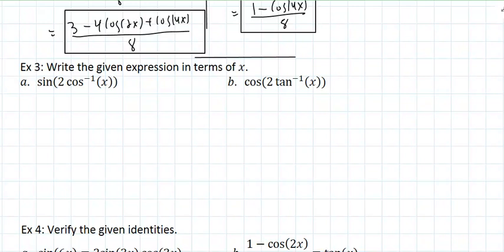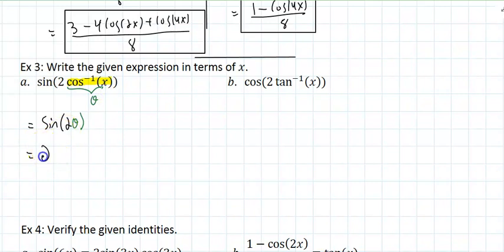Write the given expression in terms of x. Okay, we need to clean this up. Do remember, this is an angle. I call this angle theta. I'm really looking for the sine of 2 times that angle theta. So theta can only be the inverse cosine function. The 2 can be part of it.